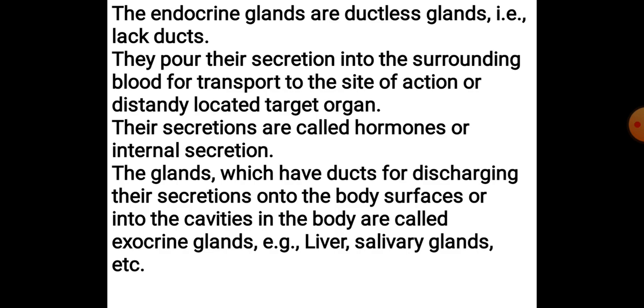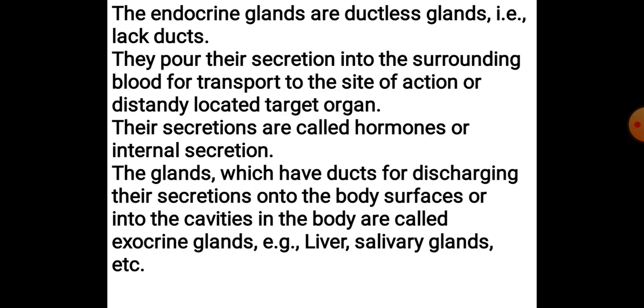Whatever they secrete, that is the hormone. So they don't have any tube or any duct for the release of these hormones. Now what happens? They have to pour their hormone into the surrounding blood for transport to the site of action or distantly located target organ. So that's why they have to release their secretion in the bloodstream.